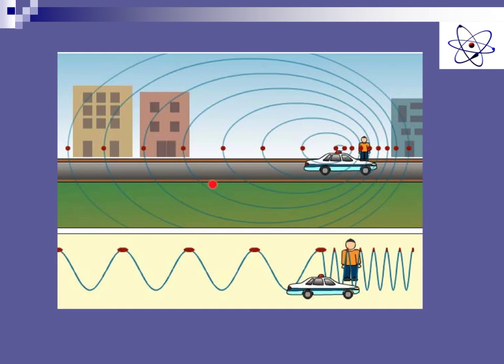This picture here illustrates what we talked about on the previous page. This police car is moving towards its observer, and the waves in front of the car are more bunched up, as you can see. Here, similarly, the waves are more bunched up.